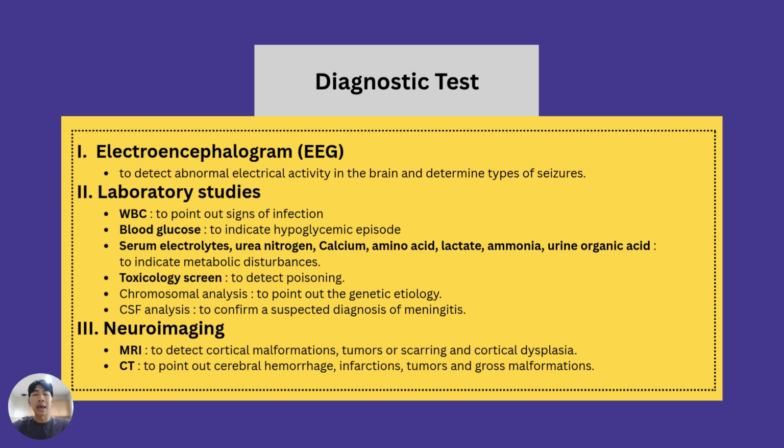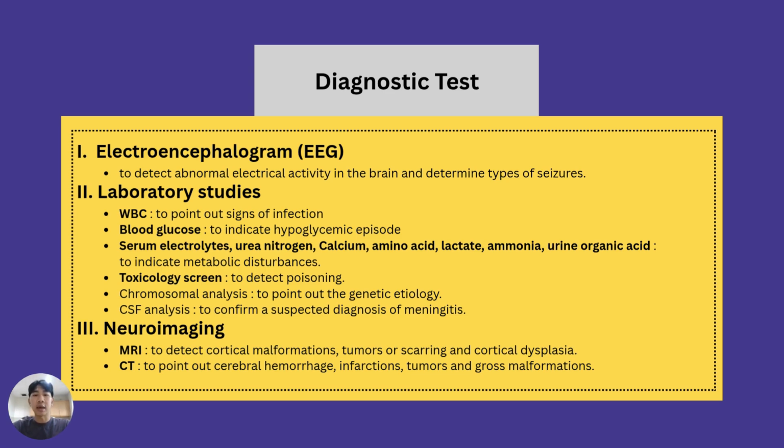Now let's look at the main diagnostic tests we use in epilepsy. First, electroencephalogram or EEG is to detect abnormal electrical activity in the brain and also to determine the types of the seizure. It is one of the most important tools to confirm the diagnosis of epilepsy.